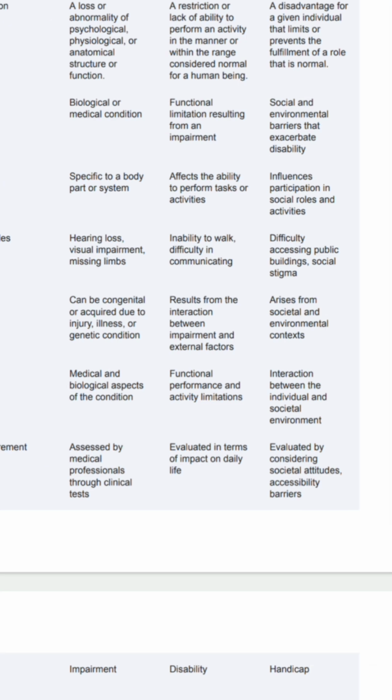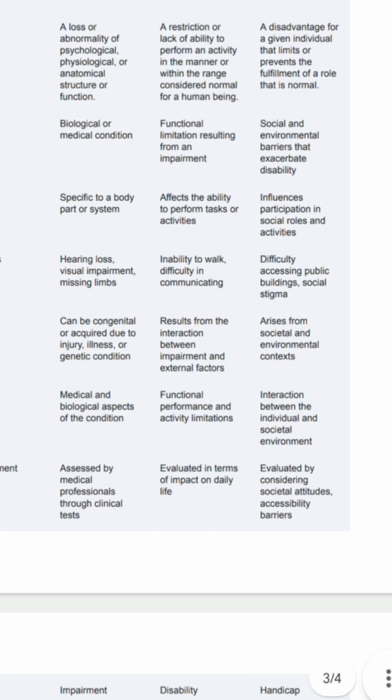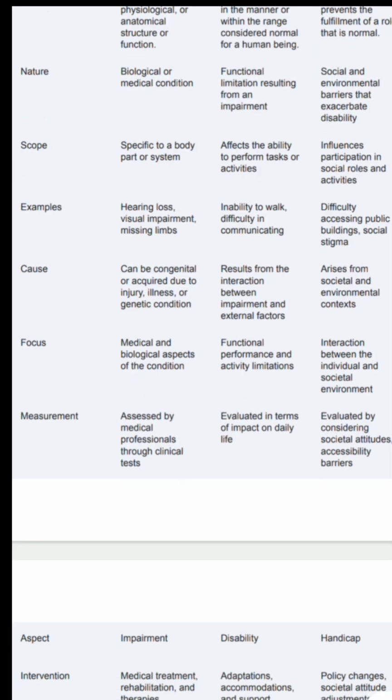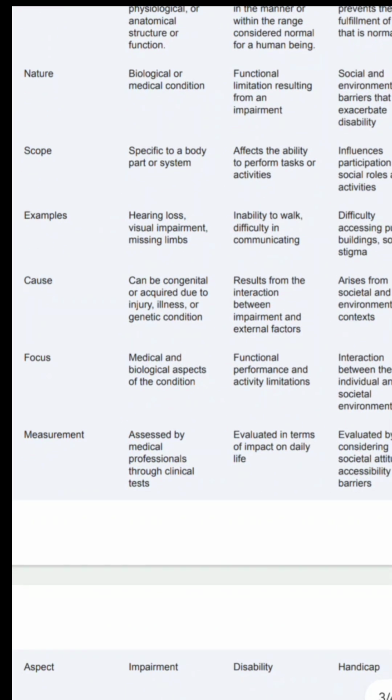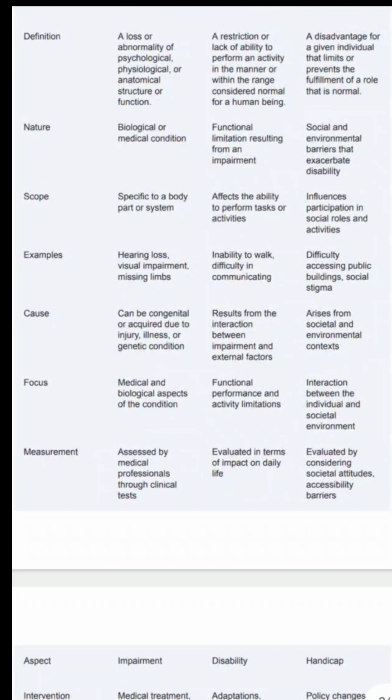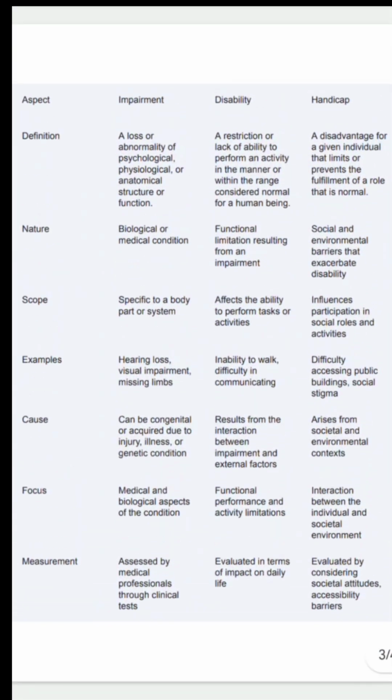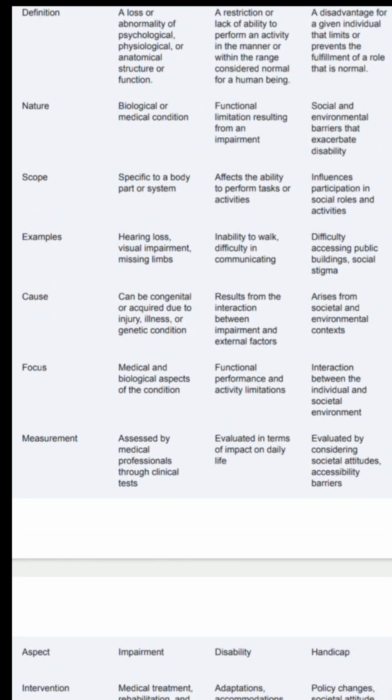Focus of impairment: medical and biological aspects of the condition. Focus of disability: functional performance and activity limitation. Focus of handicap: interaction between the individual and societal environment. Measurement when it comes to impairment: assessed by medical professionals through clinical tests. Measurement when it comes to disability: evaluated in terms of impact on daily life. Measurement when it comes to handicap: evaluated by considering societal attitudes and accessibility barriers.